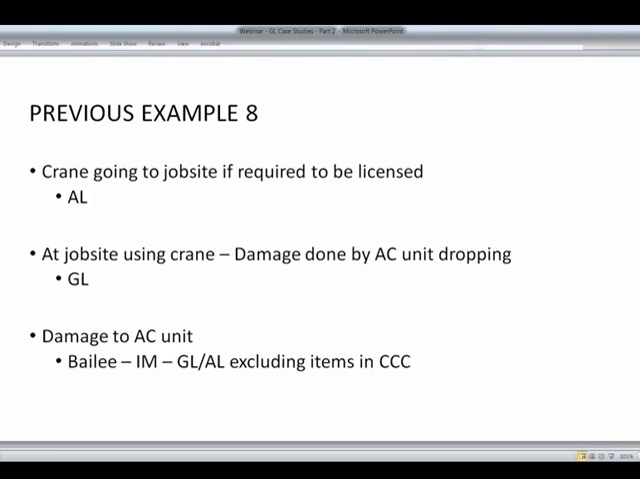The crane going to the job site, because it has to be licensed and it runs into somebody, that's auto liability. At the job site, now using the crane, damage done by the air conditioner being dropped off, that's general liability. Damage to the air conditioner itself is not covered because of the care, custody, control exclusion, that's bailee and marine coverage. It could be a cargo policy or, in most cases, an installation floater that would cover those things.